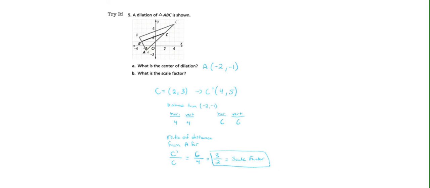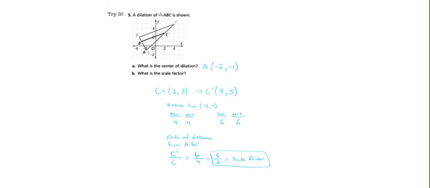All right, so our center of dilation has to be A because that point hasn't changed from the new image and the pre-image, right? Then we need to figure out what is the scale factor. What's the distance from A to C, and what is the distance from A to C prime? You could have picked B and B prime. I just showed C.